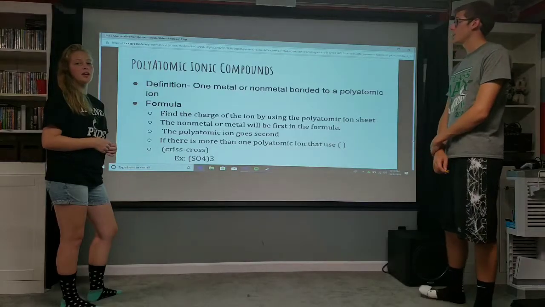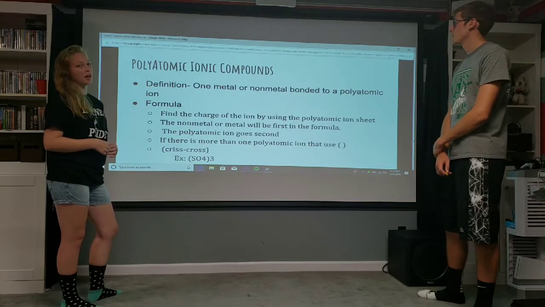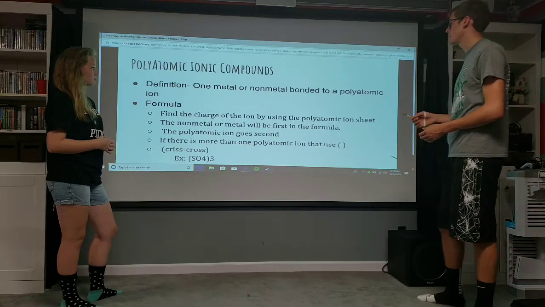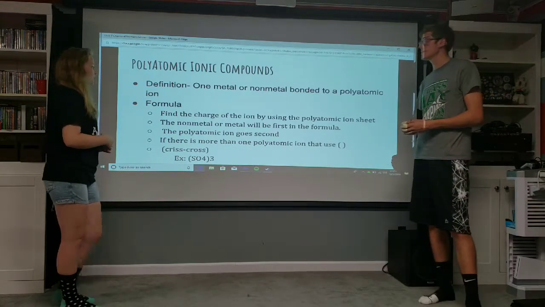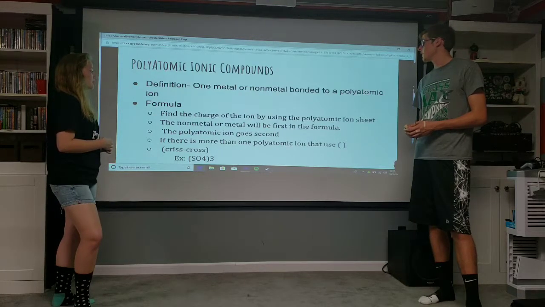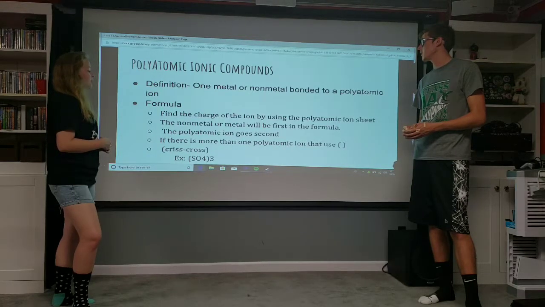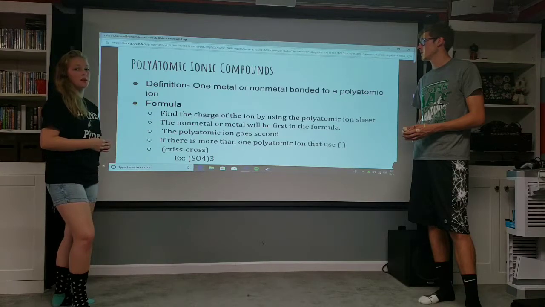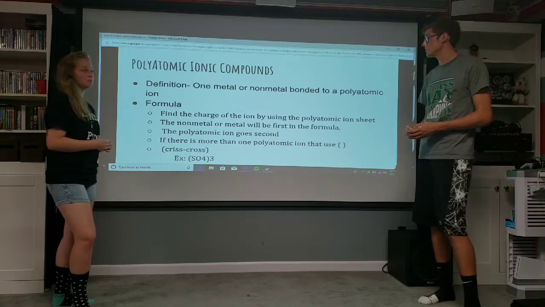Now we will be talking about the other type of ionic compounds, polyatomic ionic compounds. A polyatomic ionic compound consists of one metal or nonmetal bonded to a polyatomic ion. For the formula, first you find the charge of the ion by using the polyatomic ion sheet. Next, the nonmetal or metal will be first in the formula. The polyatomic ion goes second. If there is more than one polyatomic ion, then use parentheses. As stated previously, you will use the crisscross method to find the correct charges. For the polyatomic ion, you will need to use the polyatomic ion sheet to find its charge.